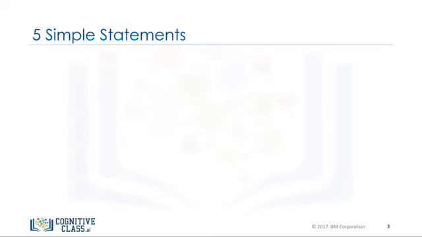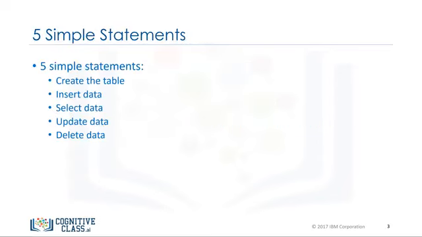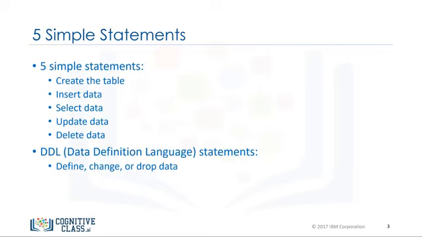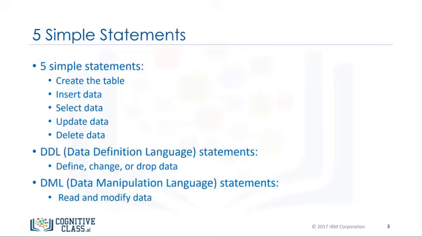For the majority of people using a database, there are 5 simple statements to create the table, insert data into the table, select data from the table, update data in the table, and delete data from the table. These statements fall into 2 different categories: data definition language statements and data manipulation language statements. Data definition language, or DDL, statements are used to define, change, or drop data. Data manipulation language, or DML, statements are used to read and modify data.